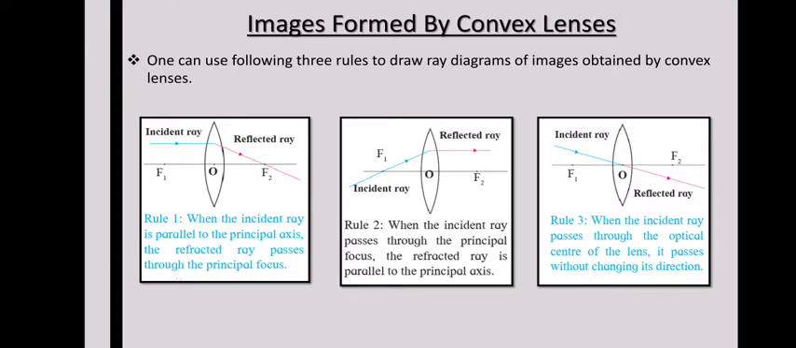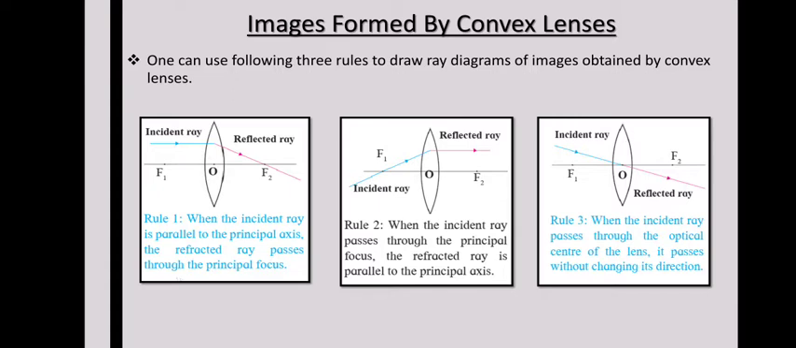Second, when the incident ray, this one, passes through the principal focus, the refracted ray will go parallel to the principal axis. Followed? Just the opposite of it. Here, the incident ray is parallel to the principal axis and the refracted ray is passing through the principal focus. Whereas here, the incident ray passes through the principal focus and the refracted ray passes parallel to the principal axis.